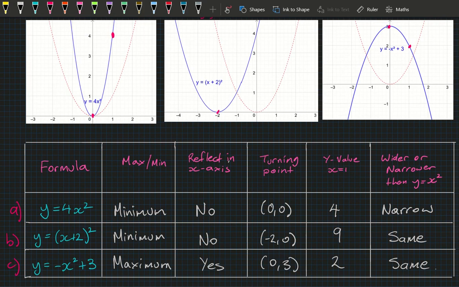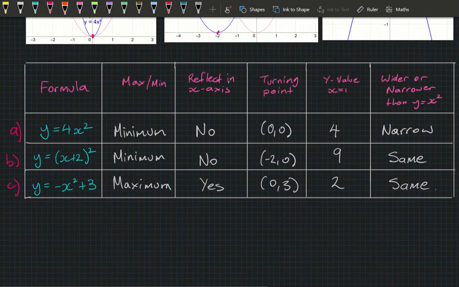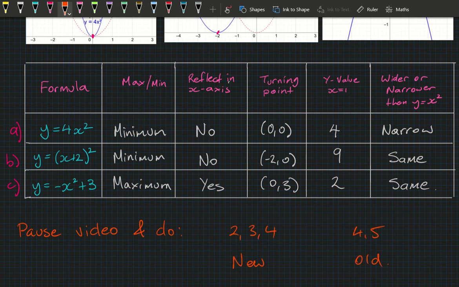It's pretty straightforward, just like the last example. So how about you just skip straight on now and pause that video so you can do questions 2, 3, and 4 if you have the new book, or questions 4 or 5 if you have the old book. And hurry back so we can summarize this lesson. But make sure you do come back for the summary.